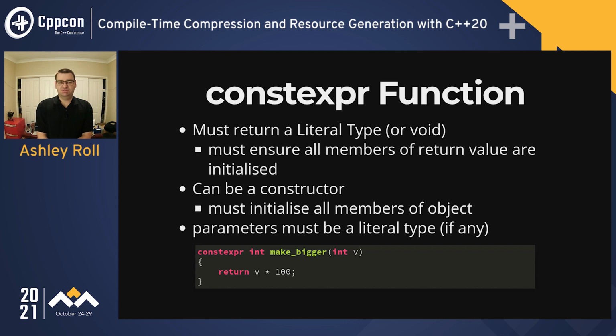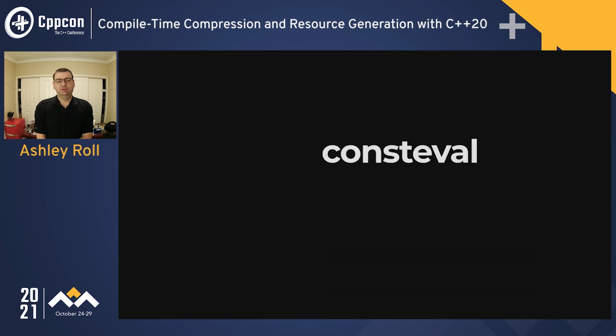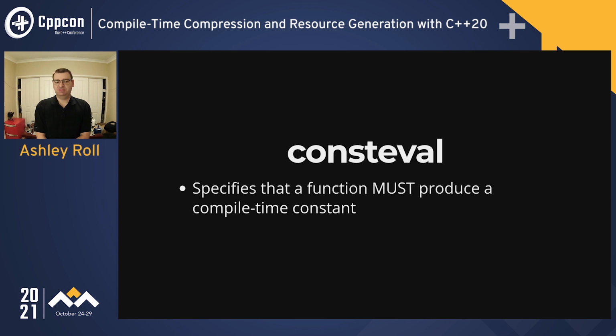So as of C++20, constexpr functions can now contain practically all the code. You can even allocate memory in them, as long as that memory is freed before you return. Consteval specifies that a function must produce a compile time constant. That means it's then an error if you don't provide it constant values to evaluate.